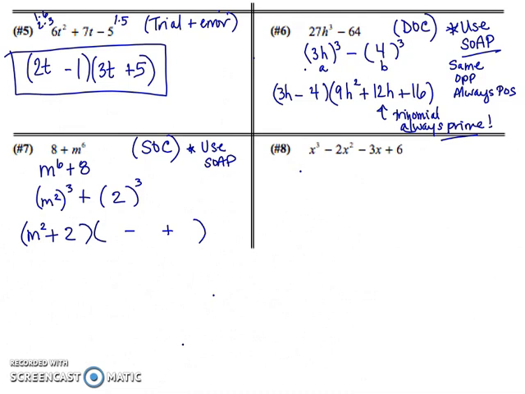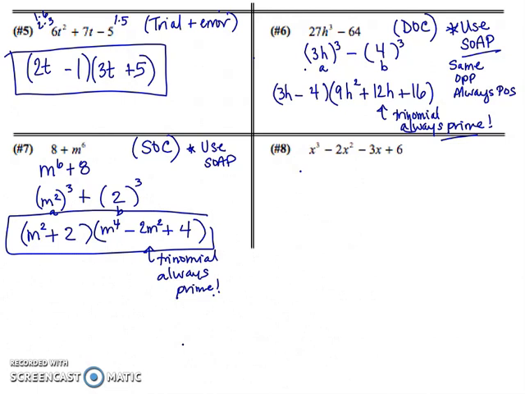Then our trinomial is our A term squared, so m squared times m squared is m to the 4th. AB goes in the middle, so m squared times 2 is just 2m squared. And then B squared is our third term, so 2 times 2 is 4. And again, don't forget, trinomial, always prime. So here's our final answer here, and I'll go back and box that one up as well.